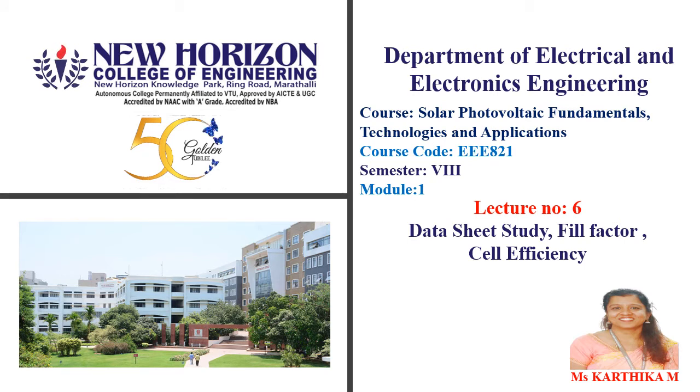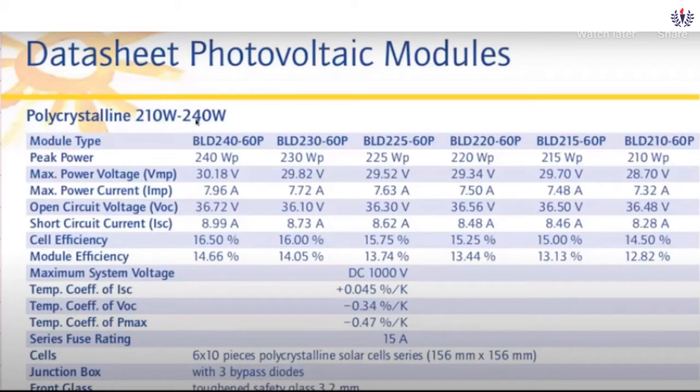In this lecture, we are going to discuss the datasheet study, fill factor and then cell efficiency of a PV module. So this is the datasheet of the photovoltaic modules. This one is a polycrystalline PV module which has a power rating from 210 watts to 240 watts. There are various types of modules given.